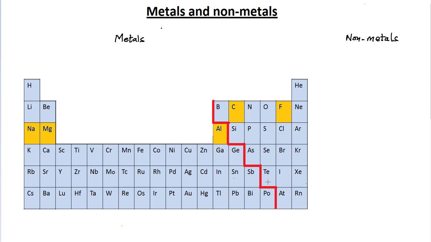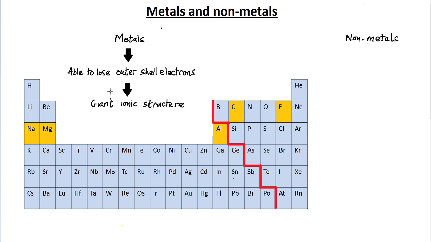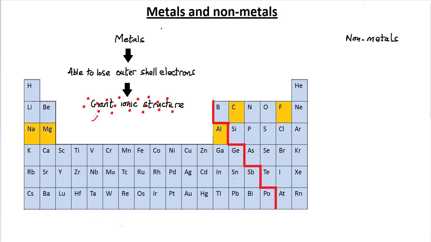Okay, just to summarize then, metals are elements which are able to lose all or some of their outer shell electrons in order to obtain positive ions with stable electronic configurations. When they do so, they form a giant ionic structure which is held together by a sea of delocalized electrons. And this is really important in the next lesson, where we look at the properties and characteristics of metals and non-metals.